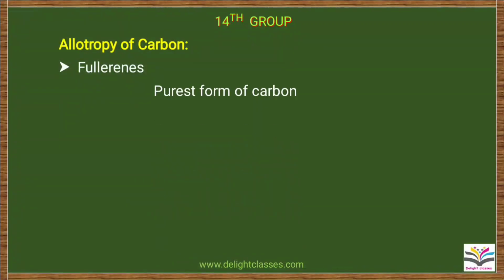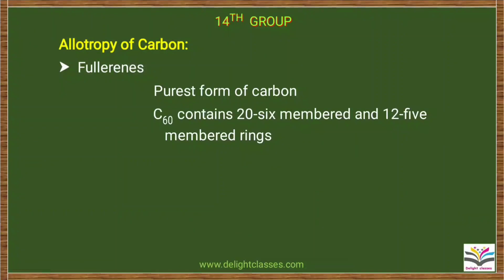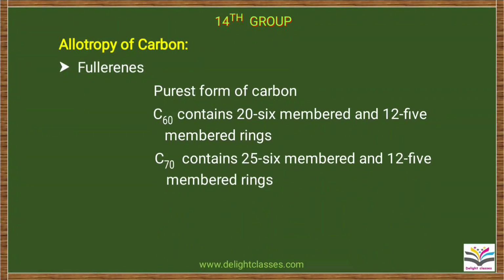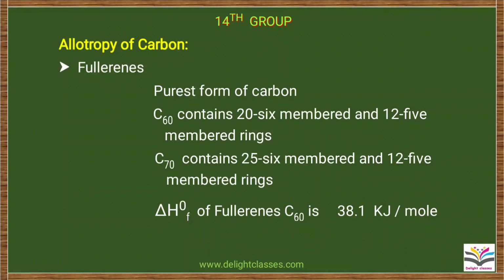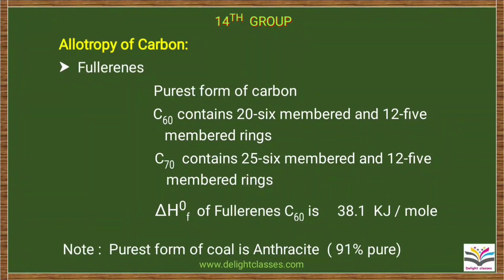Fullerene: the purest form of carbon. C60 contains 20 six-membered rings and 12 five-membered rings. C70 contains 25 six-membered rings and 12 five-membered rings. Heat of formation of fullerene C60 is 38.1 kilojoules per mole. The purest form of coal is anthracite, 91% pure.